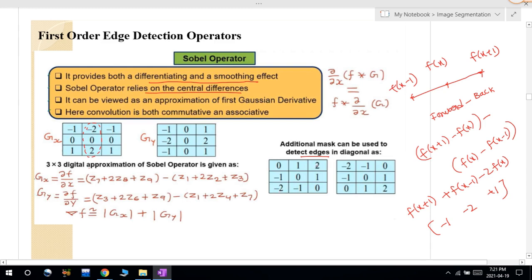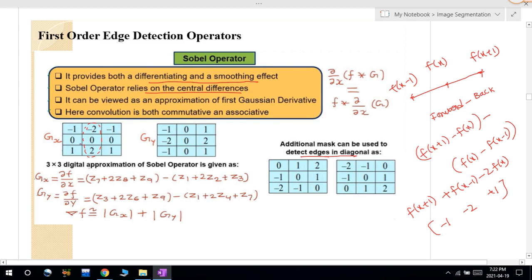So that's why I place minus 2 and 2 on the sides, because I want to detect these edges. I can say this is used to detect the edges in the vertical direction, because more weightage is given to the central pixel in the y direction. So this is used to find the edges in the y direction, and this is used to find the edges in the x direction.